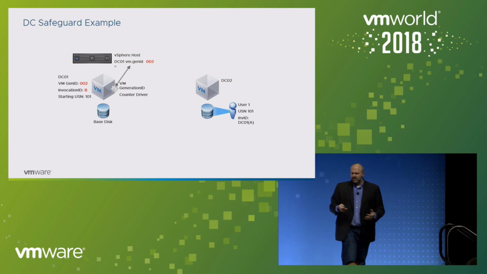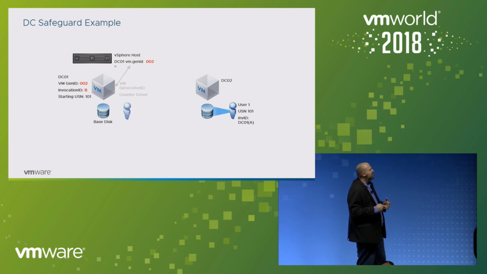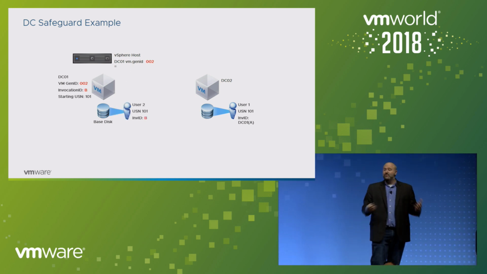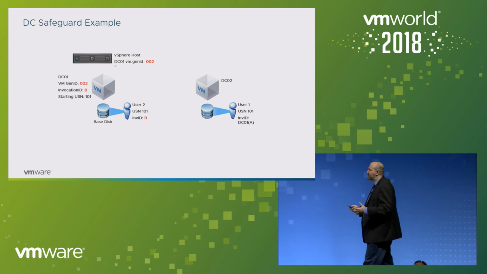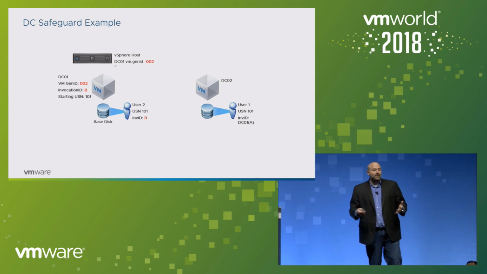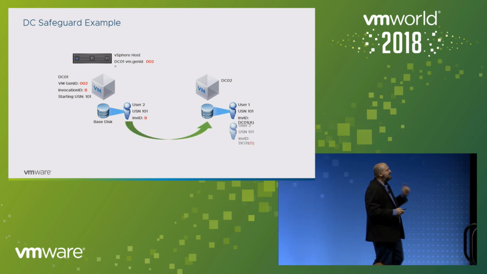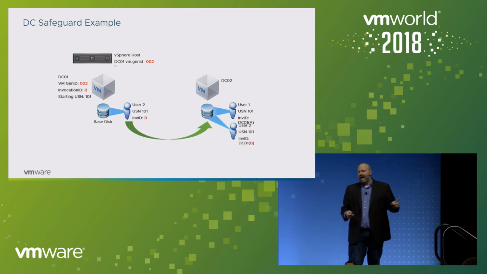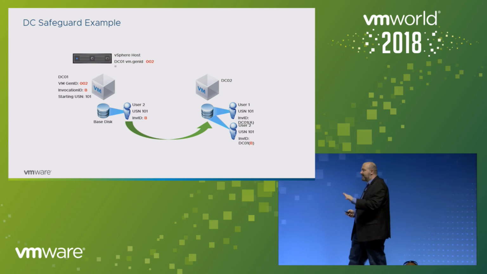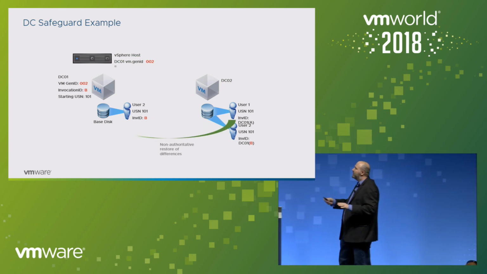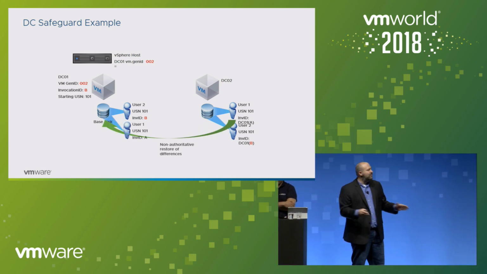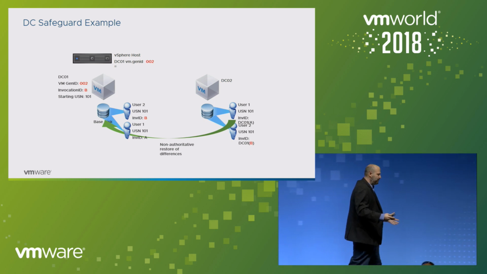So now we're B. But I'm back to 101, and I'm going to create another user. I'm going to create user 2, and I'm going to reuse USN 101 because DC01 doesn't know any better. It's been reverted. I'm going to replicate that. DC02 is going to say, I've got that, but not only am I going to accept this transaction, I'm going to give you back the one that you missed. I'm going to give you back user 1 because I know you missed that.